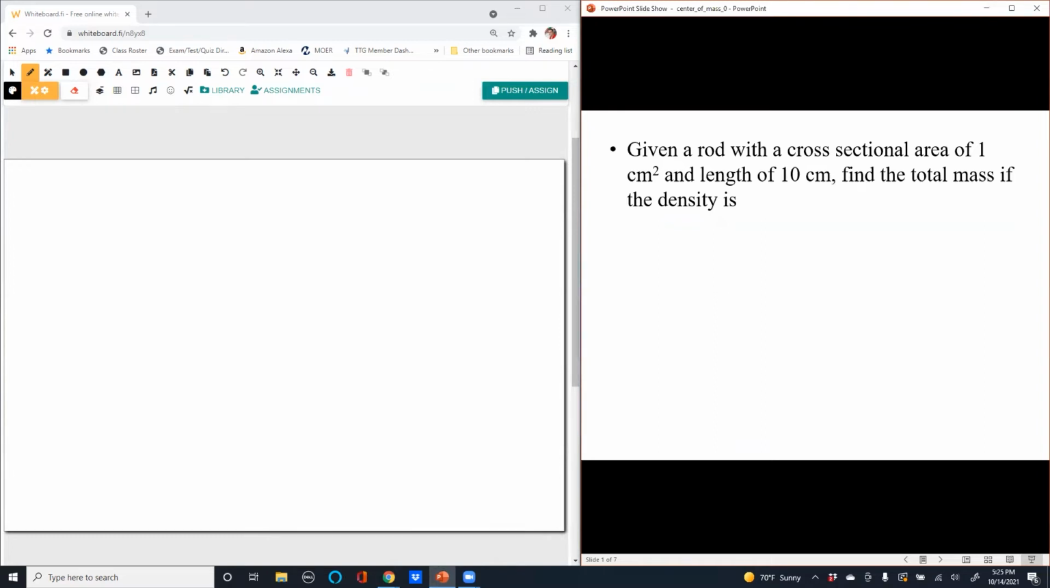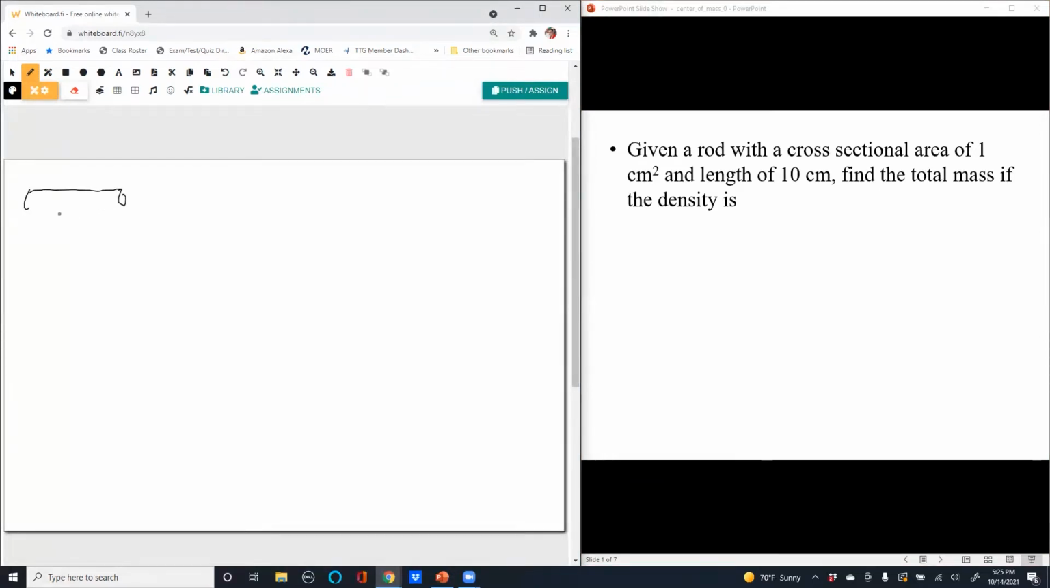Here's our first example. This one's going to seem very straightforward at first, and that is intentional. So first, let's talk about a rod with a cross-sectional area of 1 square centimeter and a length of 10 centimeters, okay?